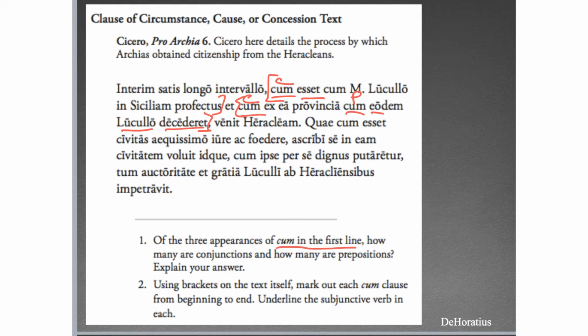And then you've got a cum clause here. Technically, qua is part of the cum clause. There's esset, the subjunctive verb. Cum clause here, subjunctive verb. And then this one ends there. I'm just confirming that. Nope. Ends there.